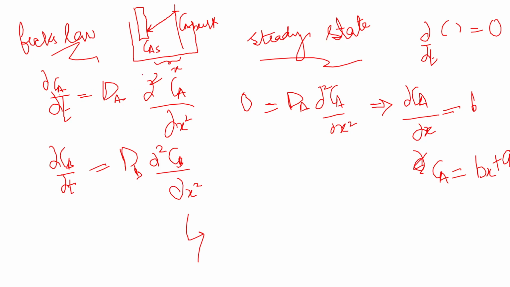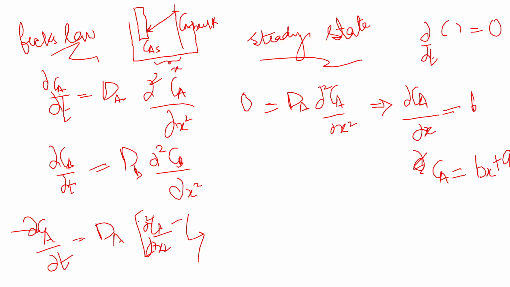Actually, this entire equation is something like dou C by dou t will have something like dA, you will account for dou square CA by dou x square.